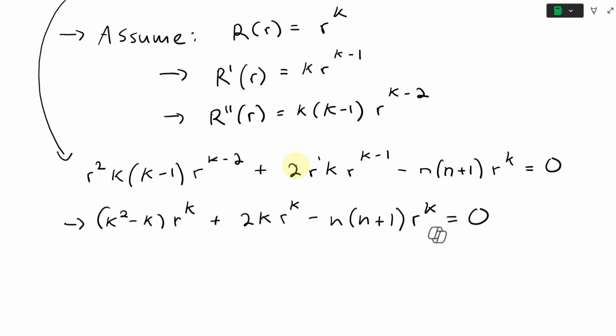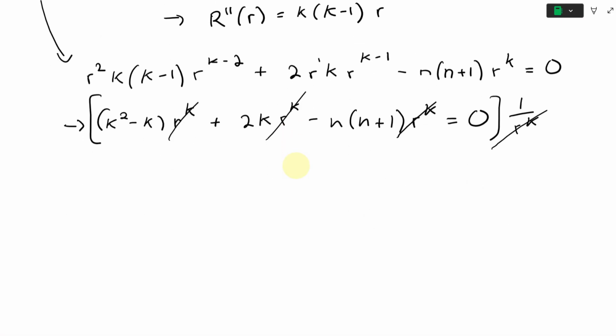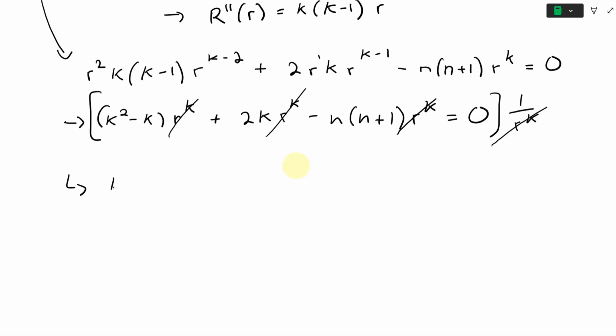Yeah, so we have r^k everywhere, so we just divide everything by r to the power of k, so this cancels, this cancels, this cancels. So we end up with a k squared minus k. So we have a minus k there. Let's put it all together right here. Minus k, then plus 2k minus n plus 1, like that. And then it all equals 0.